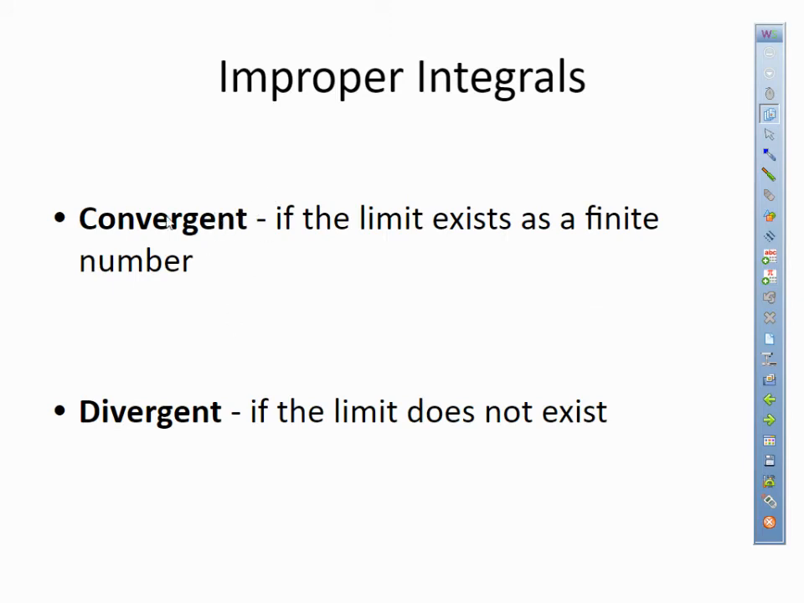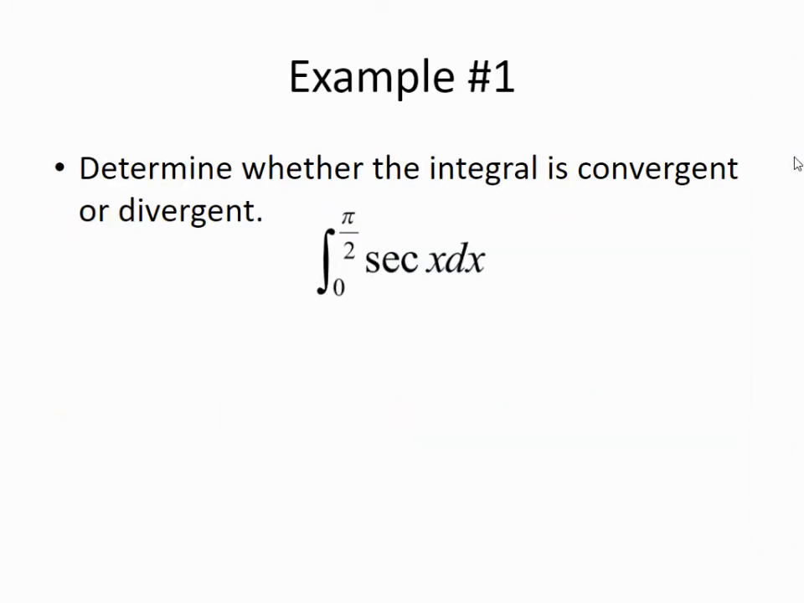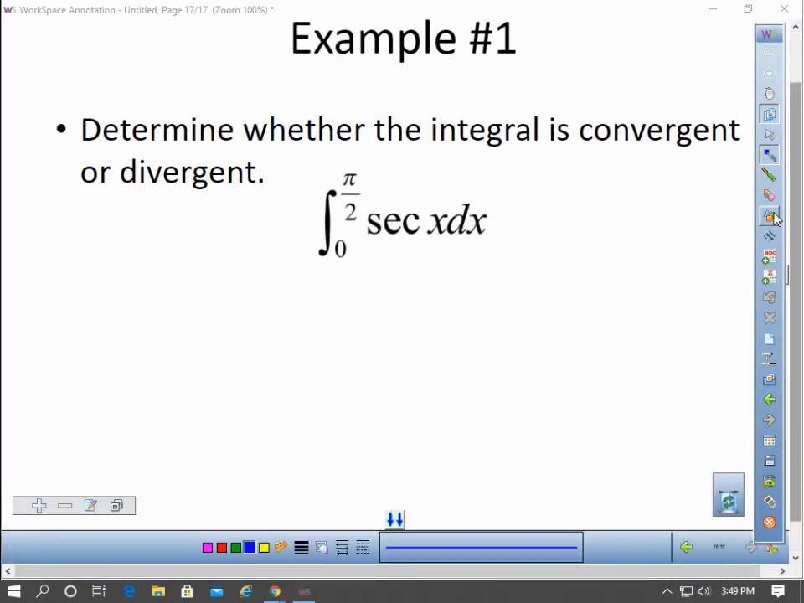So again, the words convergent and divergent. Convergent means we're going to get an answer. Divergent means we're not. Let's start with example number 1. I've just got 4 examples for us to go through each one of these.